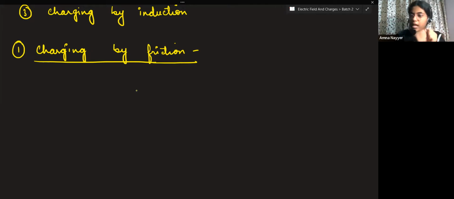It's just that whenever two bodies are rubbed past each other, a transfer of electrons occurs. So transfer of electrons occurs from one body to the other body. And again, the body that loses electrons becomes positively charged and the body that gains electrons becomes negatively charged. Work done against this force of friction occurs, and all the heat energy helps in transferring the electrons. So I'll write it down.